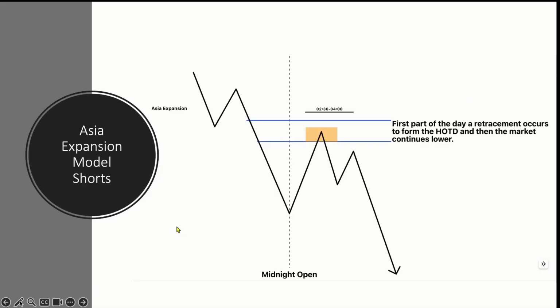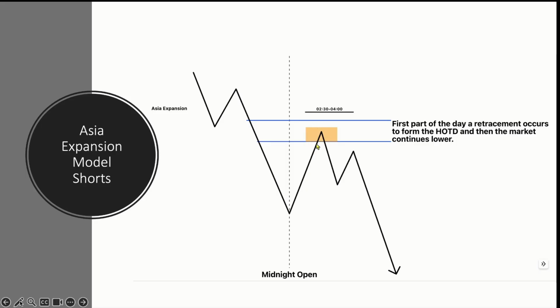The next model that we will be looking at is the Asia expansion model for shorts. This model sets up when Asia is an expansion leg lower, so that means during the Asia session we saw speed and velocity to the downside. Then from the midnight opening or around the midnight opening, we want to see a retracement occur into an imbalance that formed during the Asia session. This run higher traps retail buyers into believing that higher prices are likely to be next during the London session.